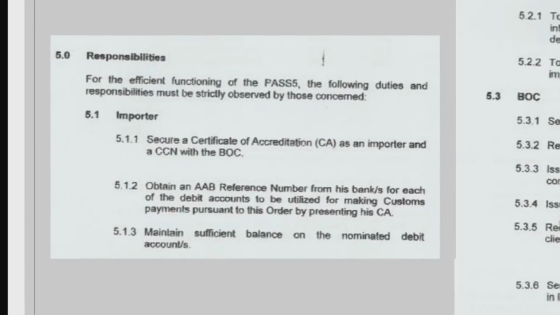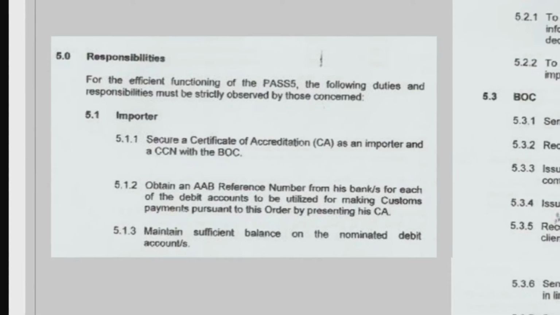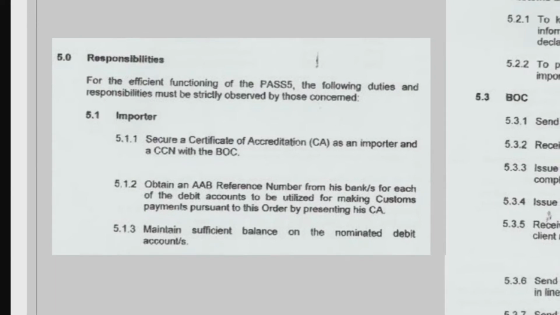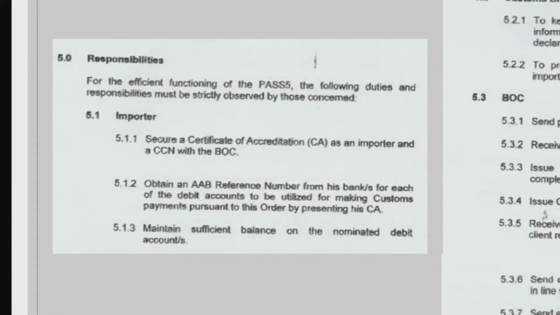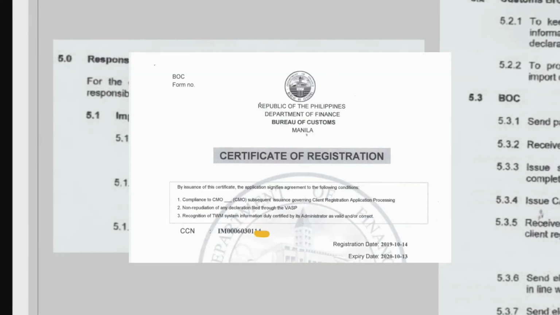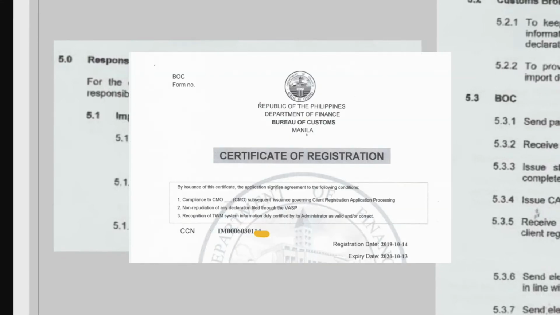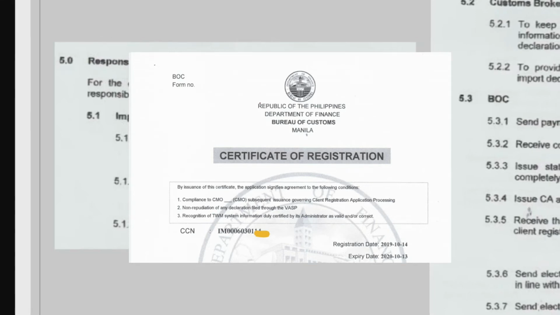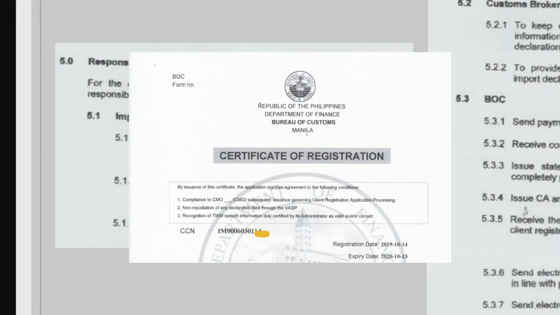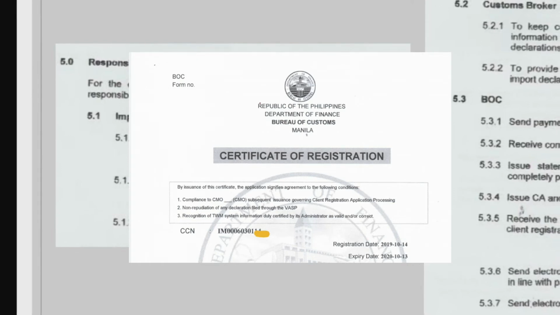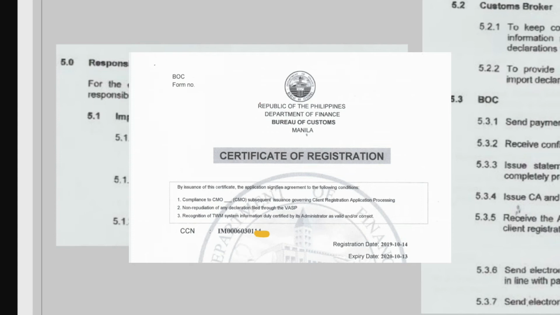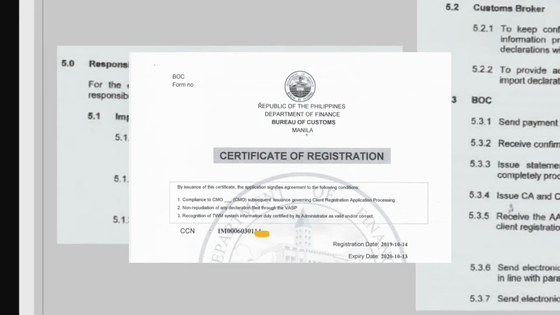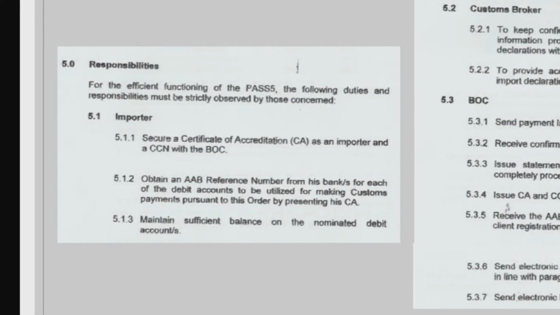Responsibilities. For the efficient functioning of the PASS5, the following duties and responsibilities must be strictly observed by those concerned. Number 1 concerned is the importer. The importer should secure a certificate of accreditation as an importer and a CCN with the BOC. Again, an importer cannot transact with the Bureau of Customs if he or she is not accredited with it. He needs to go through the process of accreditation, and he or she should submit the requirements that the Bureau of Customs is asking for to be accredited to their office.